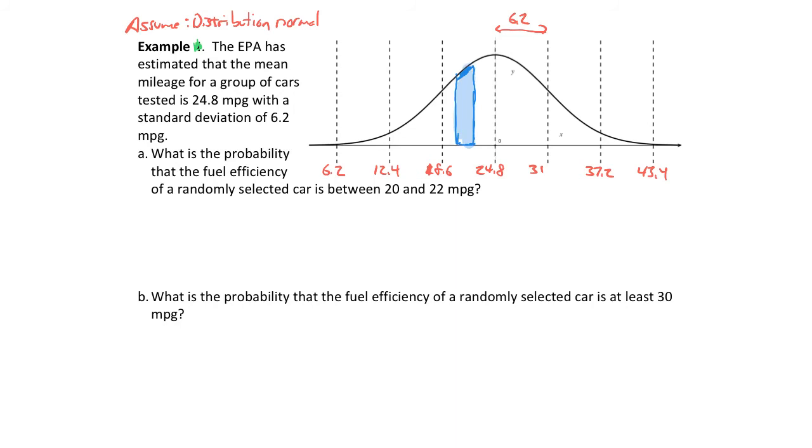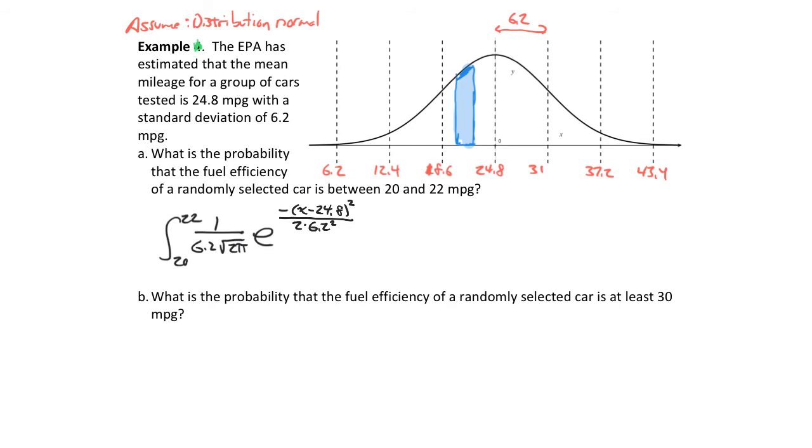Well, the probability, we use integrals. So this is going to be the integral from 20 to 22. And then we've got to use that crazy formula. So it was 1 divided by sigma. Our sigma is 6.2, multiplied by the square root of 2 pi. And then it's multiplied by e to the negative x minus mu. Our mu is 24.8, and we're going to square that, and then we divide by 2 times sigma squared, 6.2 squared. How awful.